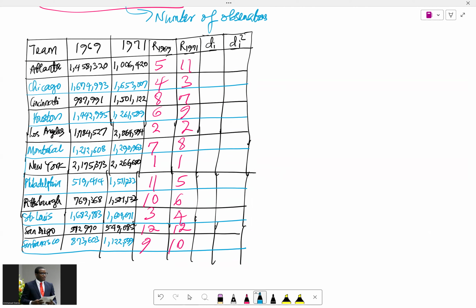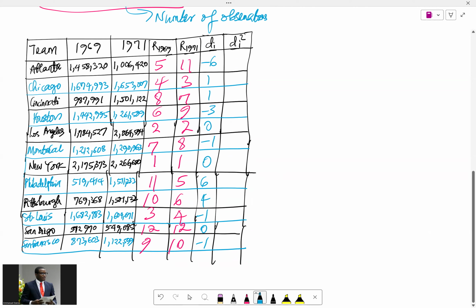So the differences are now: 5 minus 11 is minus 6. Then 4 minus 3 is 1. 8 minus 7 is 1. 6 minus 9 is minus 3. 2 minus 2 is 0. 7 minus 8 is minus 1. 1 minus 1 is 0. 11 minus 5 is 6. 10 minus 6 is 4. 3 minus 4 is minus 1. 12 minus 12 is 0. 9 minus 10 is minus 1.